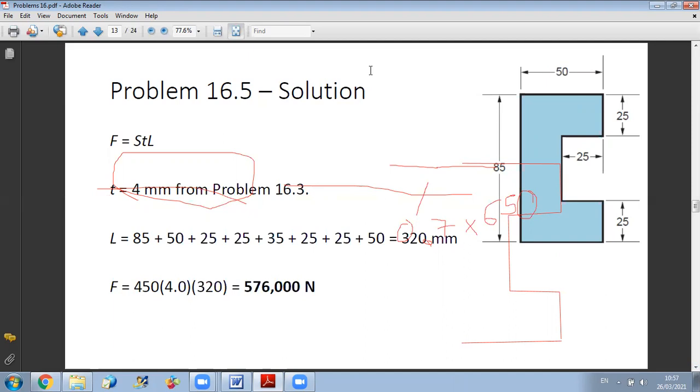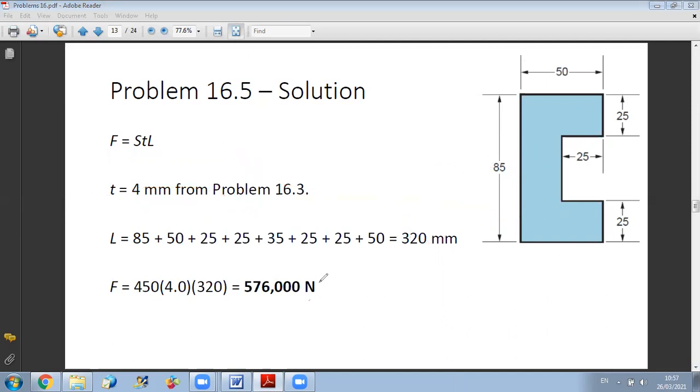Just pay attention to units. If your force should be in Newton, and the shear strength is provided in megapascal, then I will use the dimensions in millimeter, because megapascal is 10 to the power 6 Pascal, and millimeter times millimeter is millimeter square, which is 10 to the power minus 6 meter square. So when you multiply megapascal by millimeter square, you get the final unit in Newton, which is Pascal meter square. Any question on this?